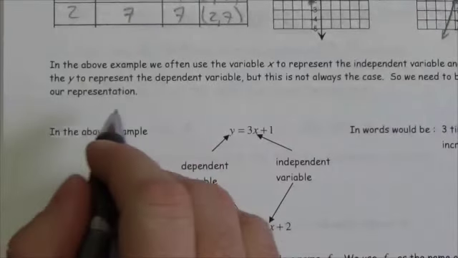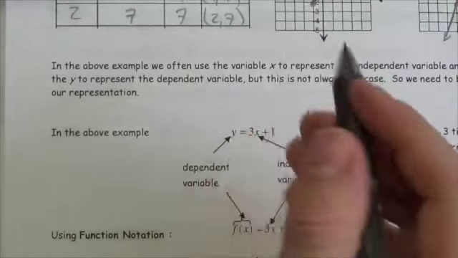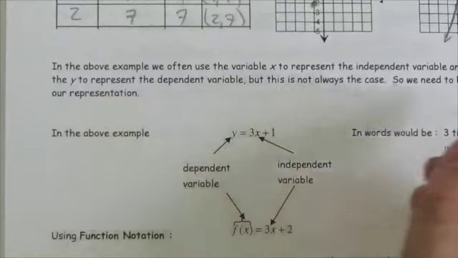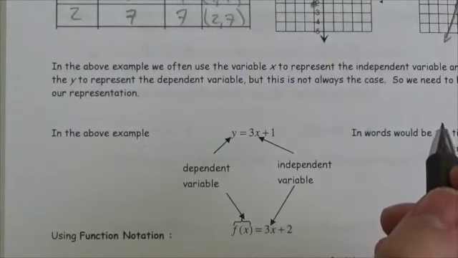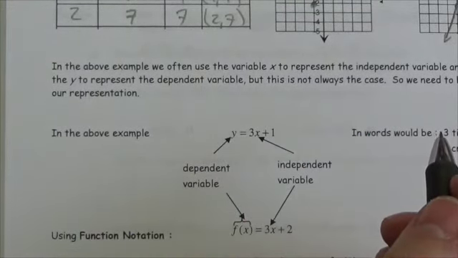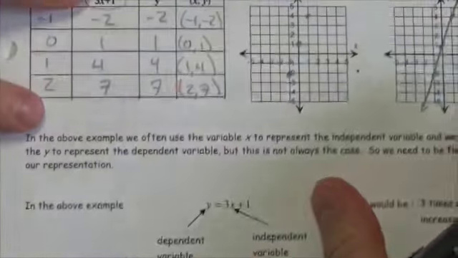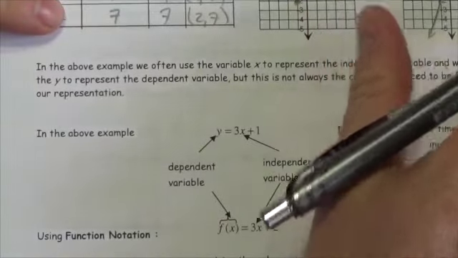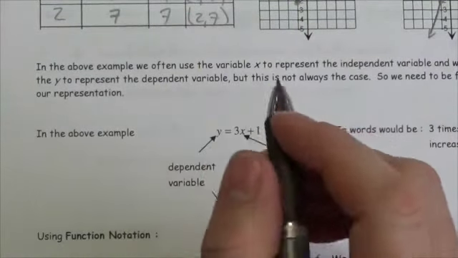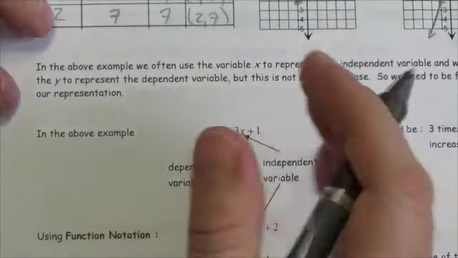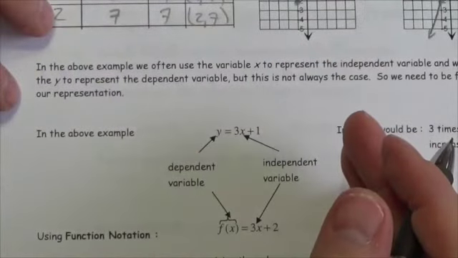All right. Now, as it says here, in the above example, we often use x as the independent variable and y as the dependent variable. Now, that's not always the case. And even if it is the case, oftentimes we want to have multiple graphs on the same grid here. And simply using x and y every time doesn't allow us to differentiate between them.